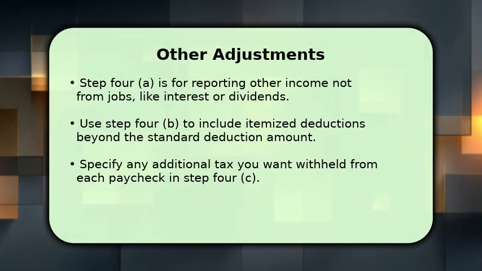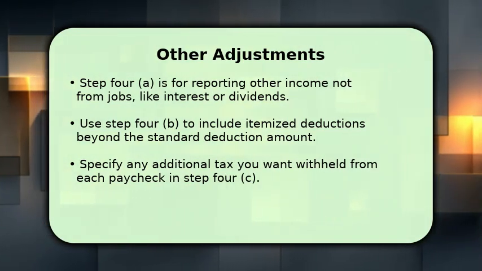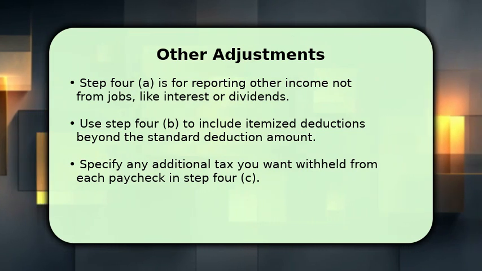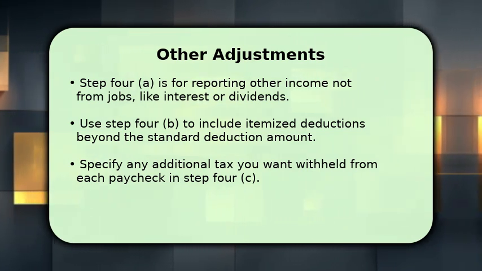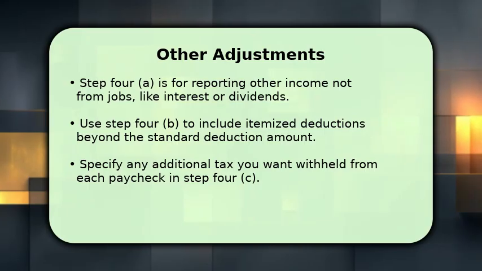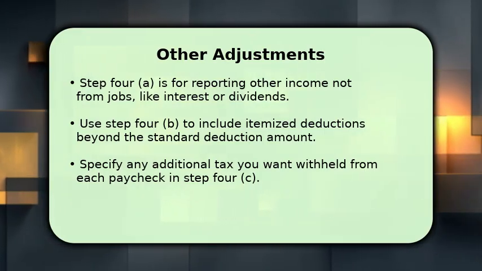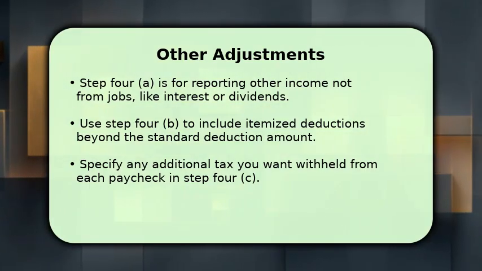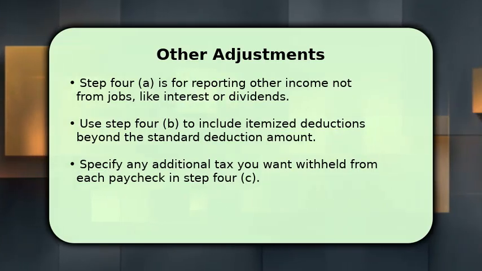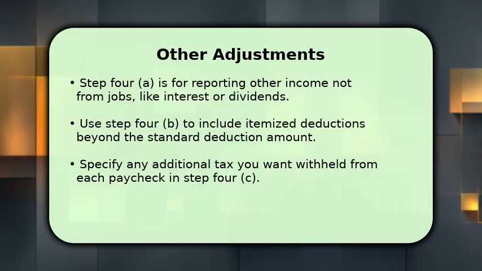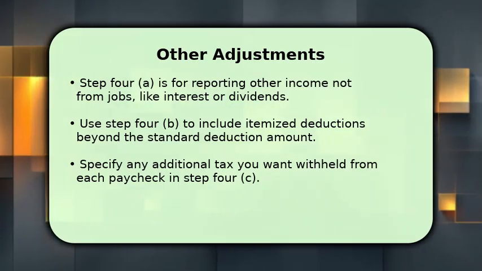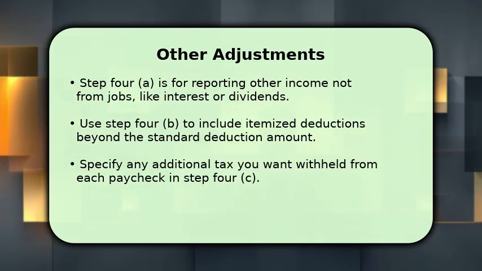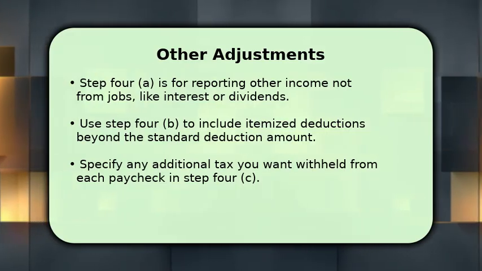In Step 4, you can make further adjustments to your withholding. Section A is for other income you expect that isn't from a job, like investment earnings. Section B allows you to account for deductions beyond the standard amount, which can further reduce your withholding. Finally, in Section C, you can request an additional specific dollar amount to be withheld from each paycheck. This is useful if you prefer to overpay slightly to avoid a tax bill.